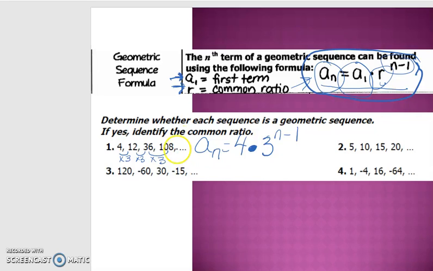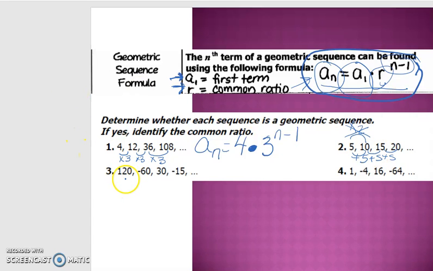All right, let's look at number 2. 5 and then to 10. We could say we multiplied by 2. But we would also say we added 5. So let's see what the next thing does. We added 5 more, right? And we added 5 more. So we did not use a geometric series. This is an arithmetic series.